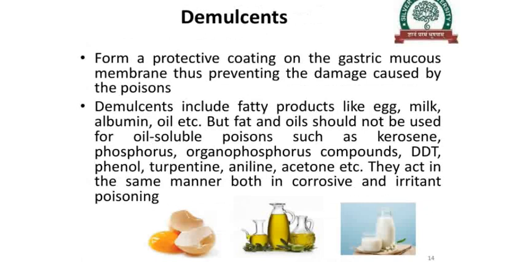Demulcents form a protective coating on the gastric mucous membrane, thus preventing the damage caused by the poison. Examples are egg, milk, albumin, oils. But oils cannot be used for oil soluble poisons like kerosene, phosphorus, organophosphorus compounds, DDT, aniline, etc. Because they both act in the same manner, both will be corrosive and irritant, so the effect of poisoning will increase. So we have to be a little mindful and know the type of poisoning, and accordingly choose the antidote.